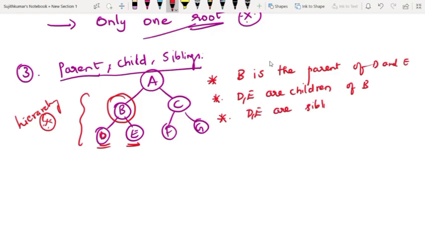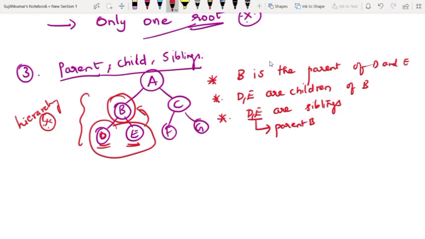And also D and E are siblings. Why? Because they belong to the same parent B. If both the children belong to the same parent, then they are called siblings, brothers and sisters or whatever. So they belong to parent B, so those are called siblings.